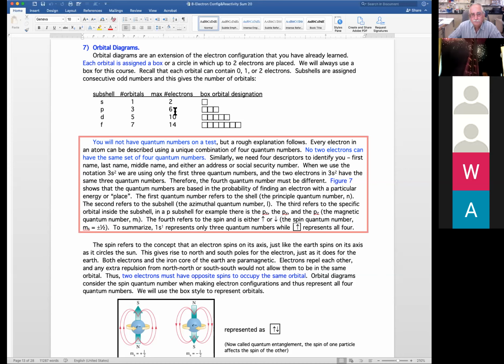And so I'm not going to bother you with quantum numbers on a test, but what I probably should do is bring up, I don't know, figure 7. Should I find that? Let me find figure 7. Here we go.